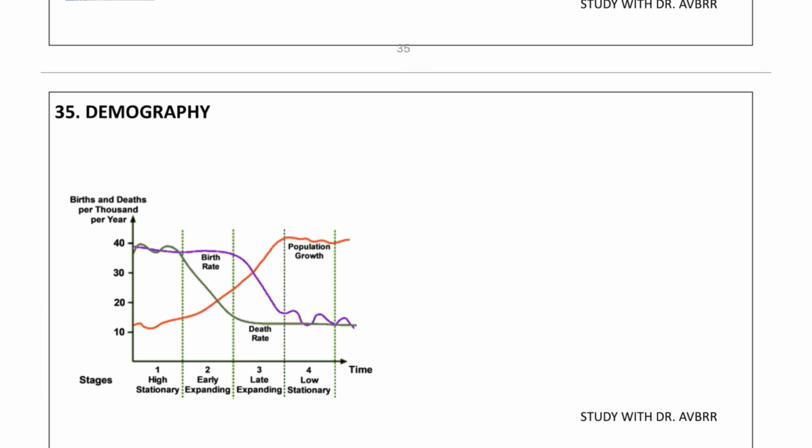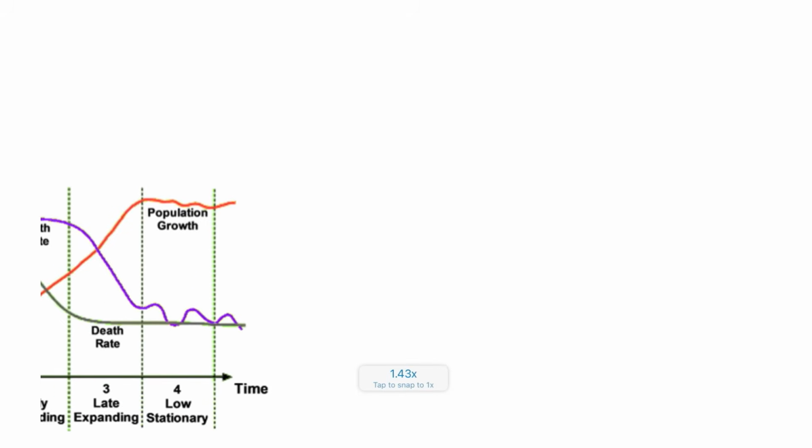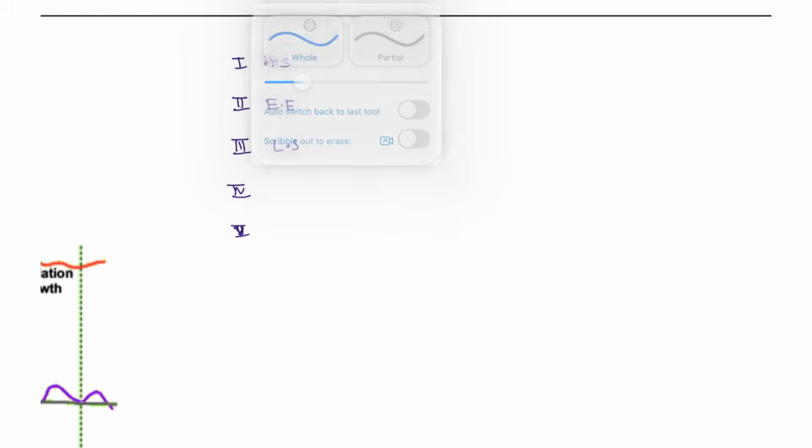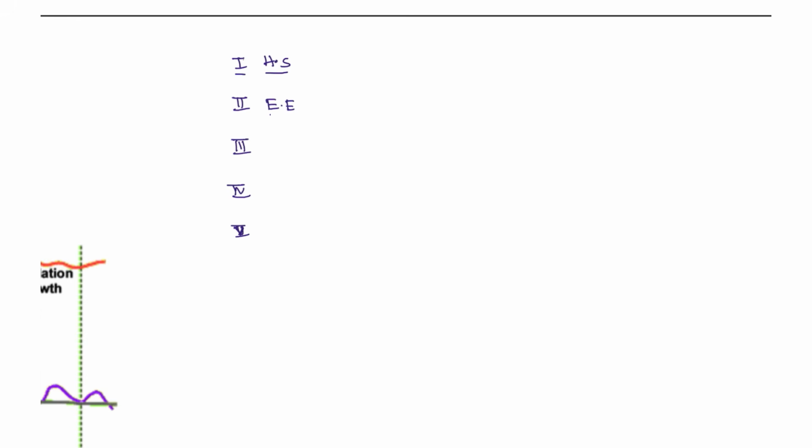Next, moving on to the demography features. This graph can be asked. Let's see one by one. What are the phases? We have 5 phases. Phase 1 is high stationary, phase 2 is early expanding, phase 3 is late expanding, phase 4 is low stationary, and the fifth stage is the declining phase.